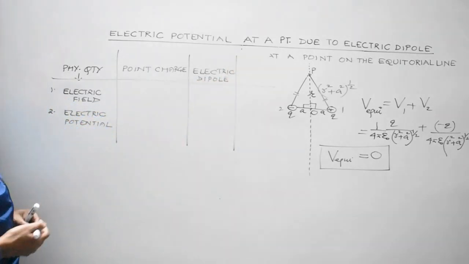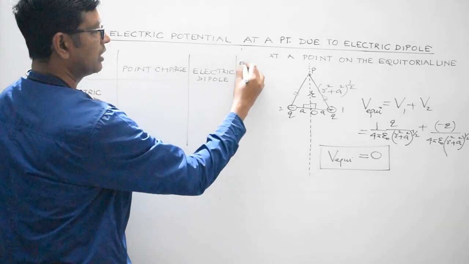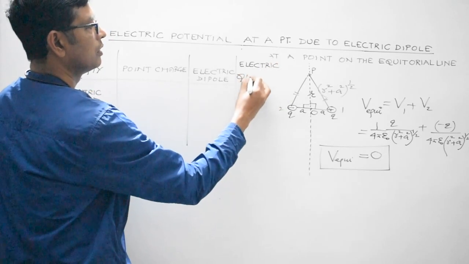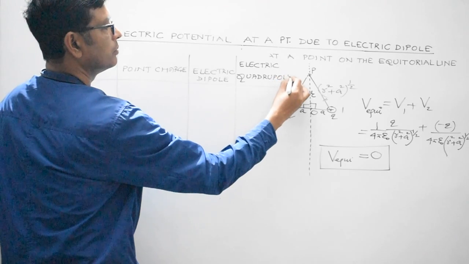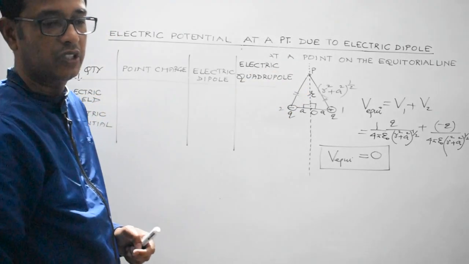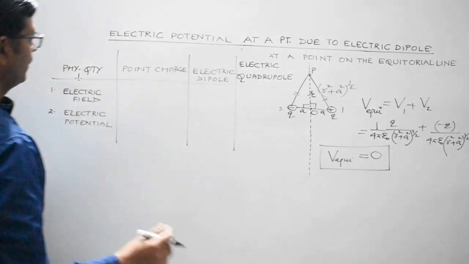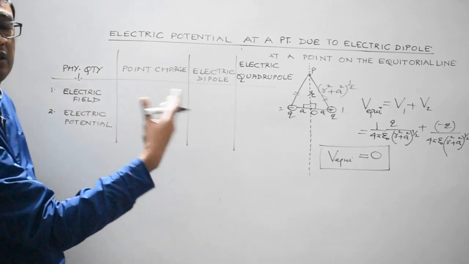And third, it's an additional topic. Anyway, you can write it over here: electric quadrupole. It is a system comprising two electric dipoles. I mean, it will constitute two pairs of electric dipoles, right? So just check the variation of these two quantities with the distance.